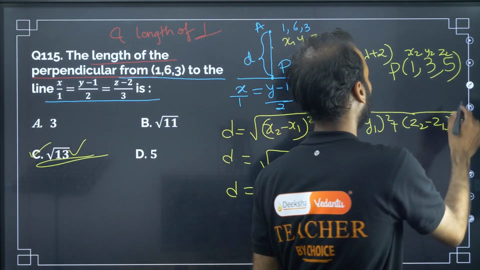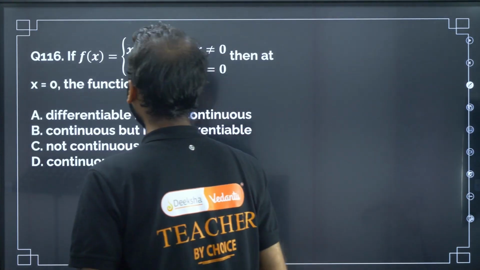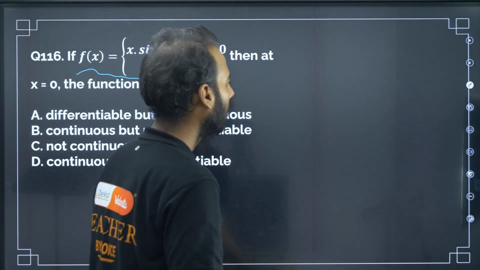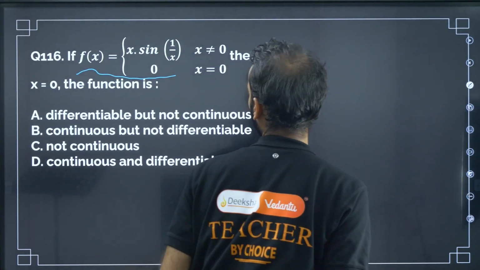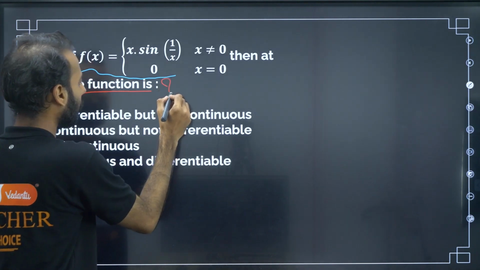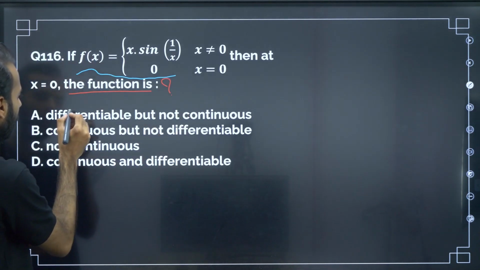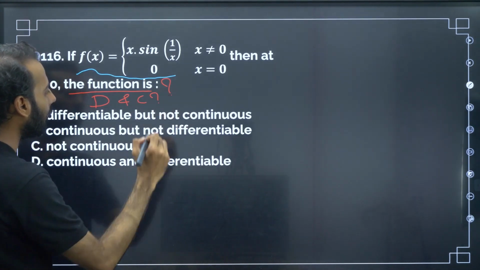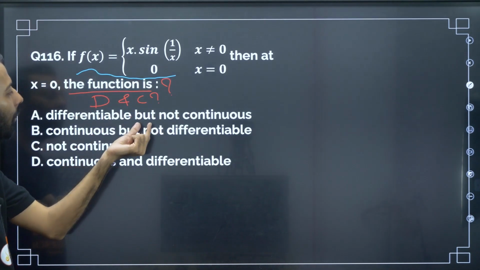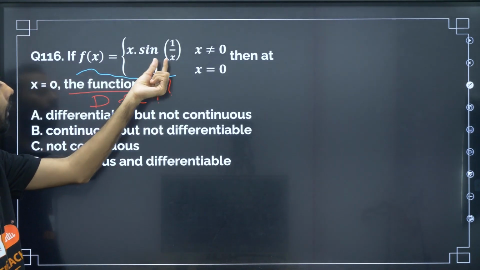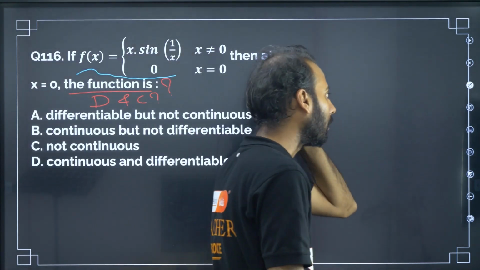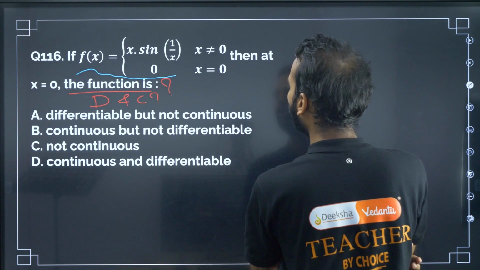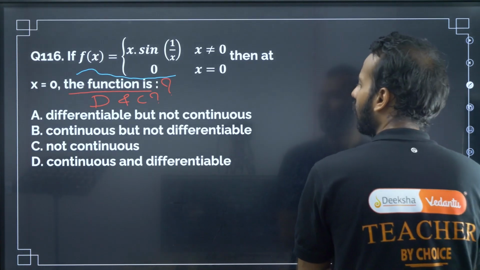Moving on to the next question. So what have they given? F of x is equal to some function they have given. What are they asking? They are talking about differentiability and continuity. So whether the function is differentiable and continuous or not at x equal to 0, that is the scenario. F of x is equal to x sine 1 by x.